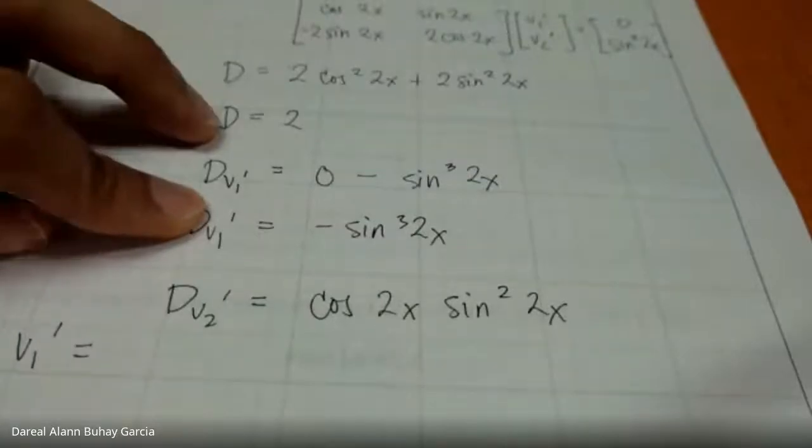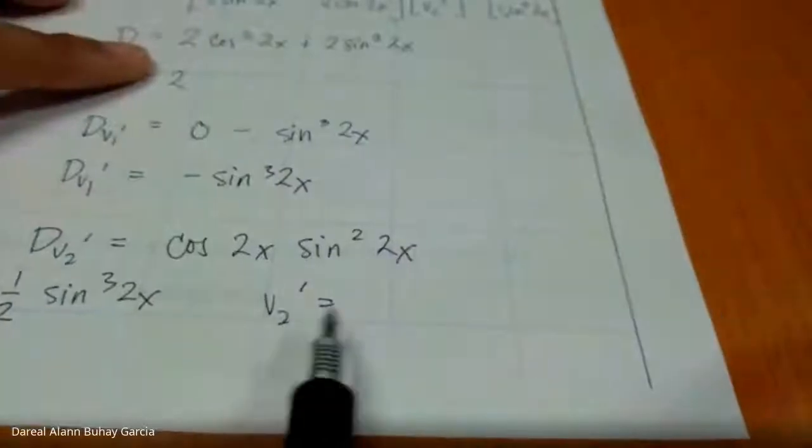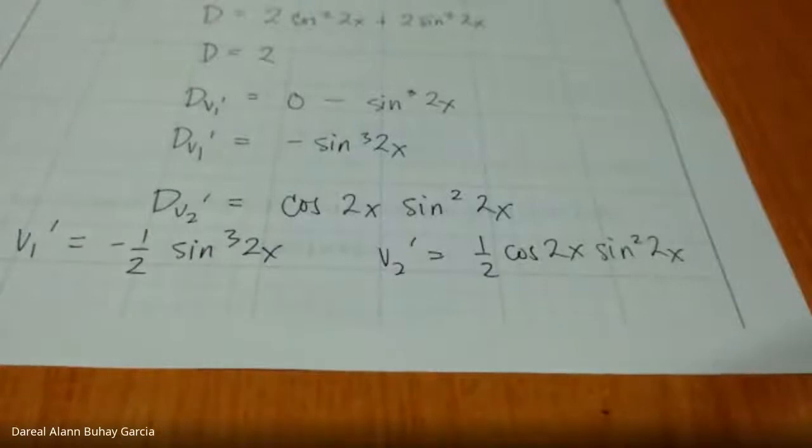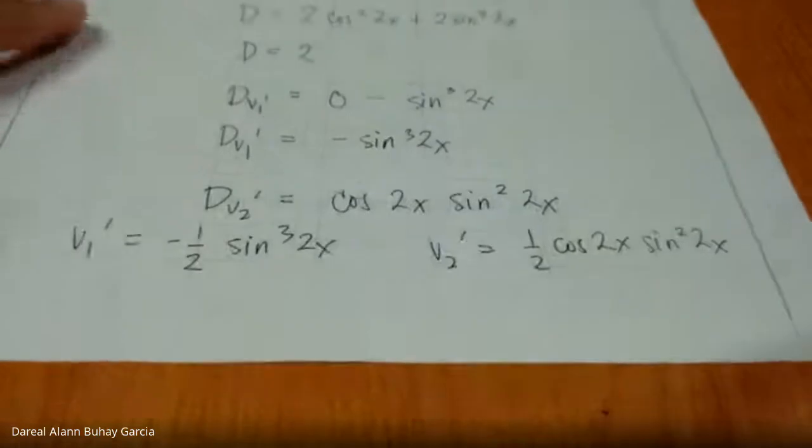So to get v1 prime, just divide the determinant of v1 prime by D, which gives us negative sine cubed 2x. And our v2 prime is that divided by 2, so we have 1/2 times cos 2x sine squared 2x. Okay, so we just integrate, and then we get the final answer.